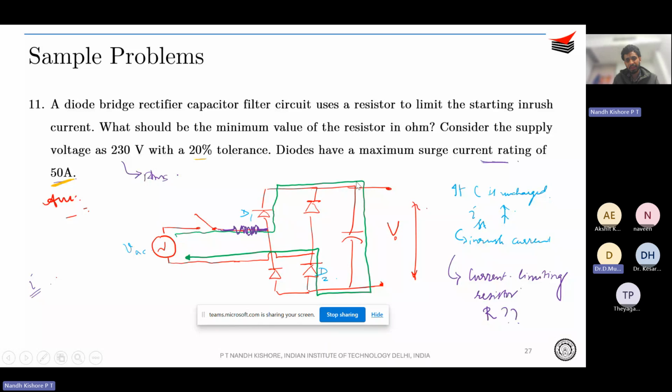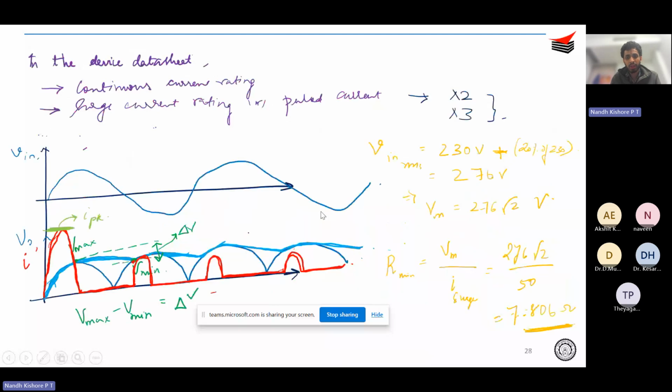So an uncharged capacitor is essentially equivalent to kind of a short circuit. As the capacitor builds up, the current will obviously go on decreasing, capacitor voltage builds up, but still that would be a huge current and it would complete its path through D2. So essentially it provides a direct current path for VAC with no resistive element in between. Okay, so that is what causes the inrush, and we want to limit it. That's why we are having a current limiting resistor.